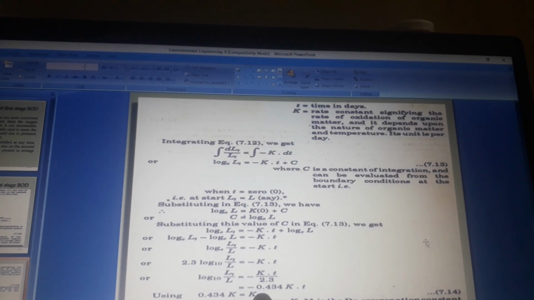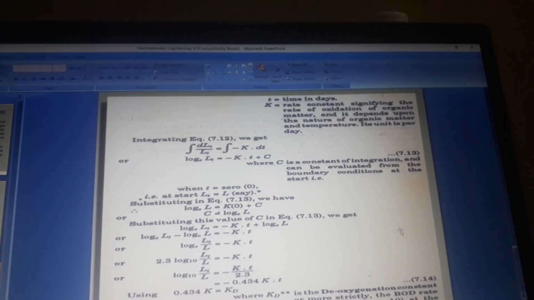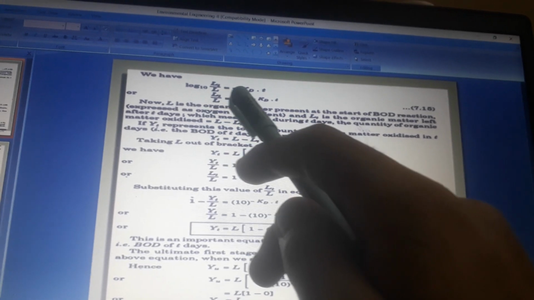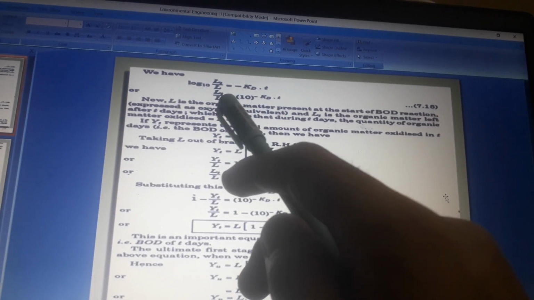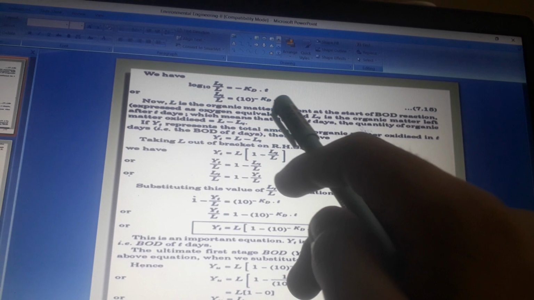Using 0.434 K is equal to KD, where KD is the deoxidation constant, or more strictly the BOD rate constant on base 10 at the given temperature, equal to 0.434 K. Then log 10 LT by L is equal to minus KD into T. Then LT by L is equal to 10 raised to minus KD into T.